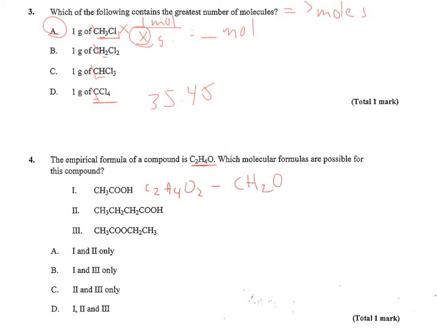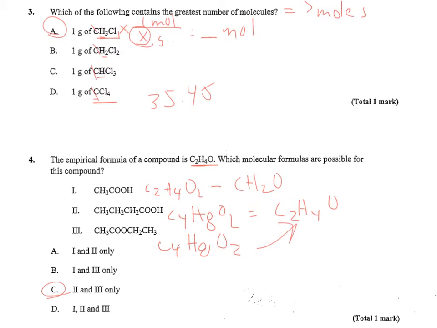My second one's going to condense into C4H8O2, which does reduce by a factor of 2 to C2H4O. And my last one also condenses to C4H8O2, so it too will have the same empirical formula. So only 2 and 3 fit this criteria, or letter C here.